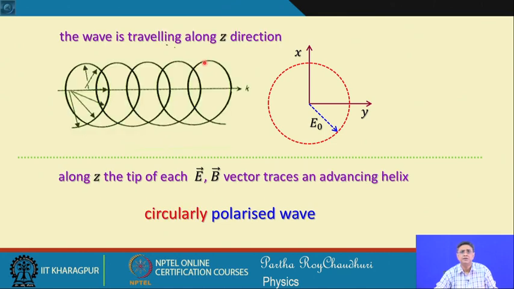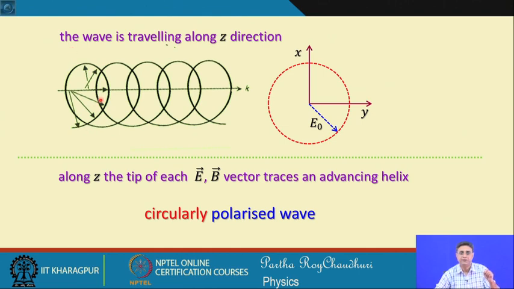So, we have seen that the tip of the electric field vector is describing a circle, but there is an aspect that we have to consider: whether it is rotating in the clockwise sense or in the anti-clockwise sense. So, that should be decided by the relative orientation of the electric and magnetic fields. We will consider a particular situation.